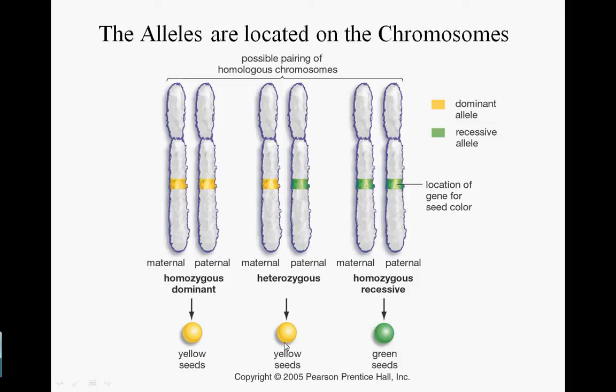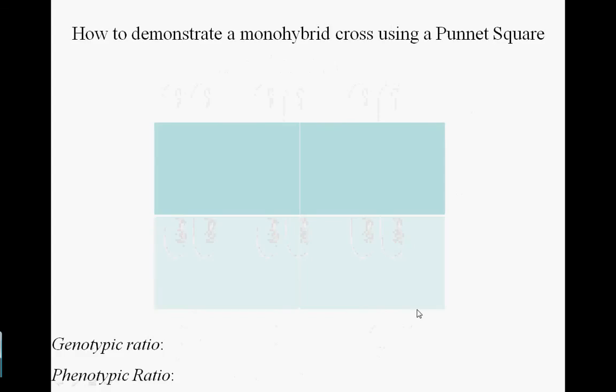you'll have the dominant phenotype, but you'll be heterozygous or a carrier for that trait. If your mother and your father both give you the recessive allele, you'll display the recessive phenotype, and you'll be homozygous recessive for that trait. So let's talk about how to demonstrate a monohybrid cross using a Punnett square.